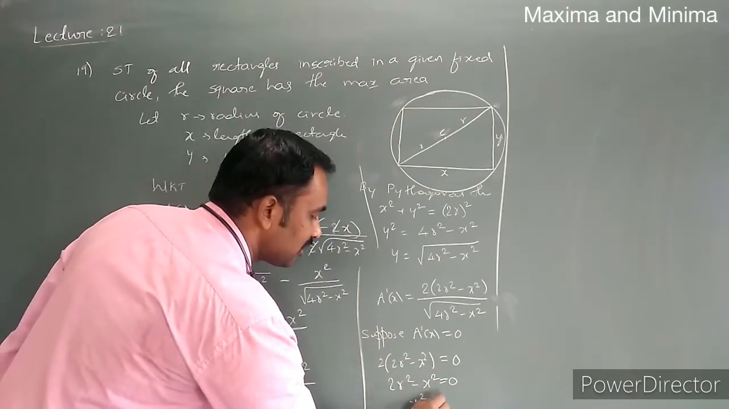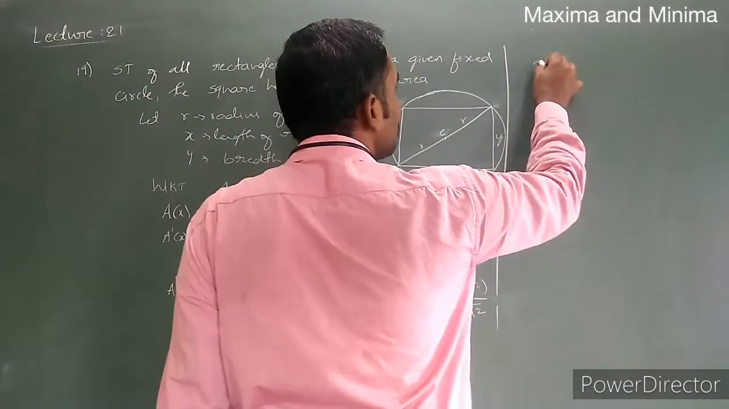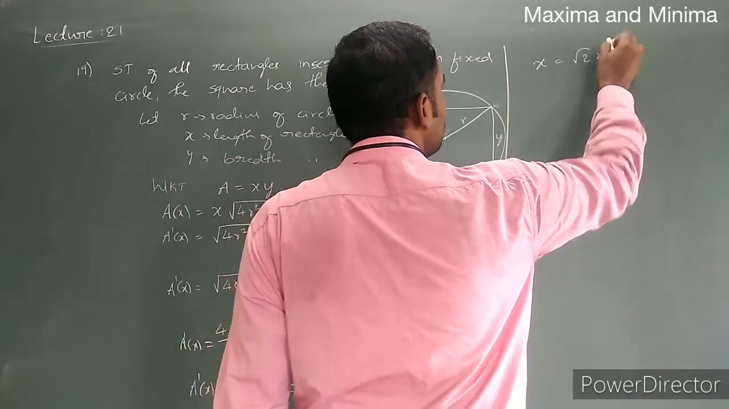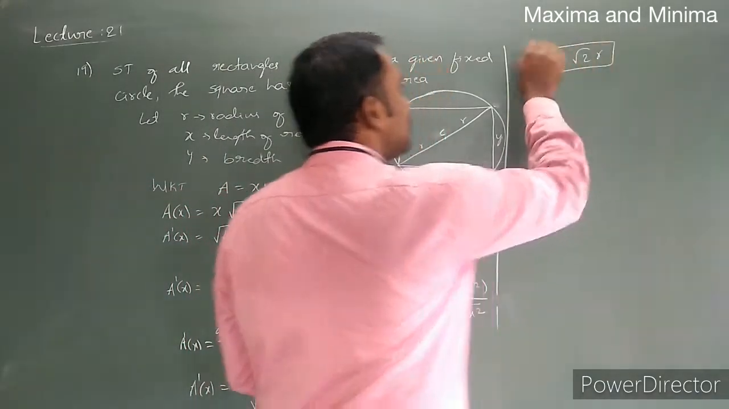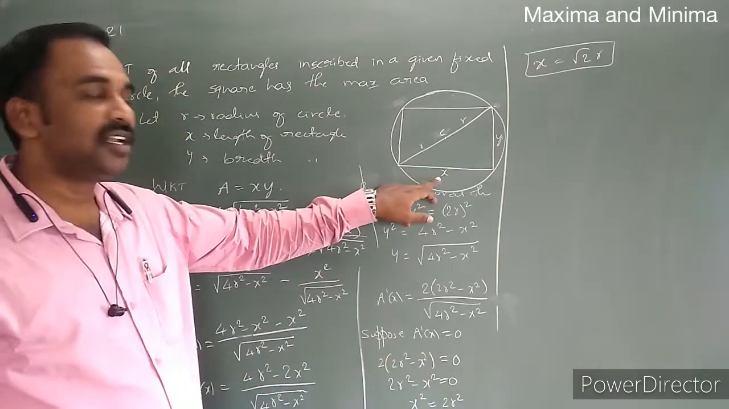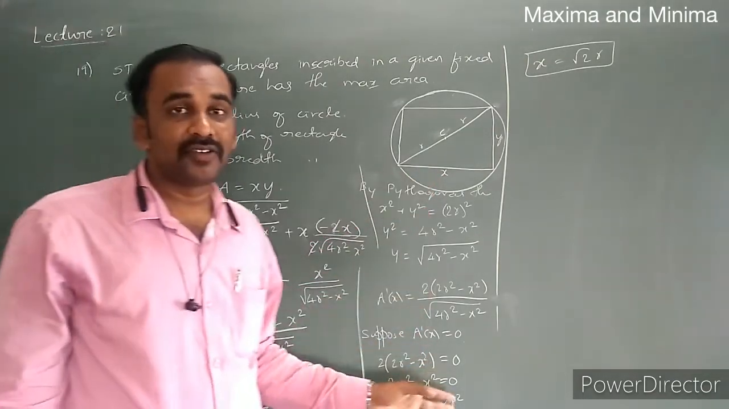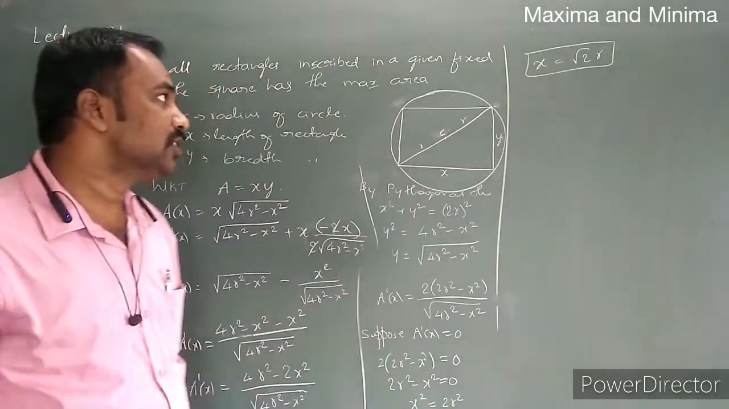From this we can say that x square is equal to 2r square, or else x is equal to positive square root of 2 into r. This is the required x value. I consider only the positive value because the length of the rectangle never becomes a negative quantity. So that is the reason I have written the positive square root.